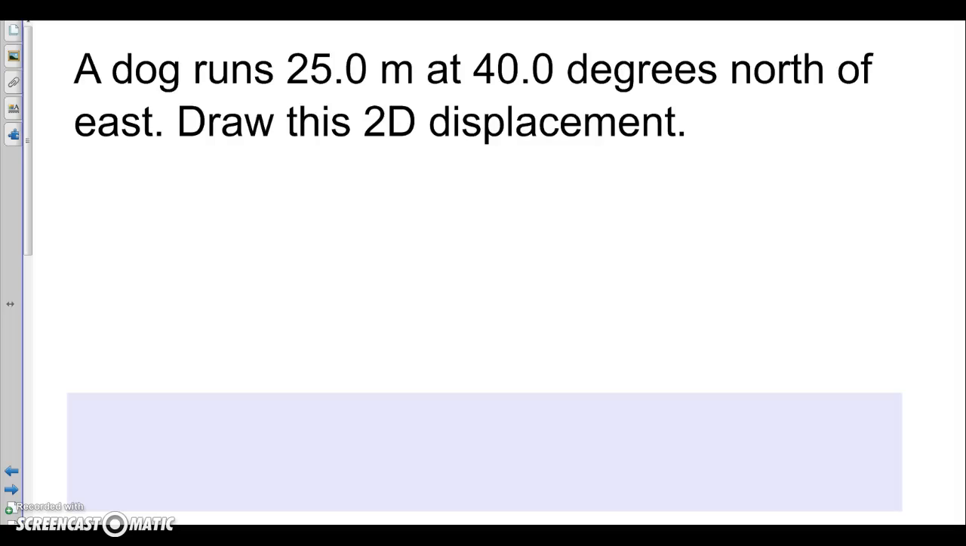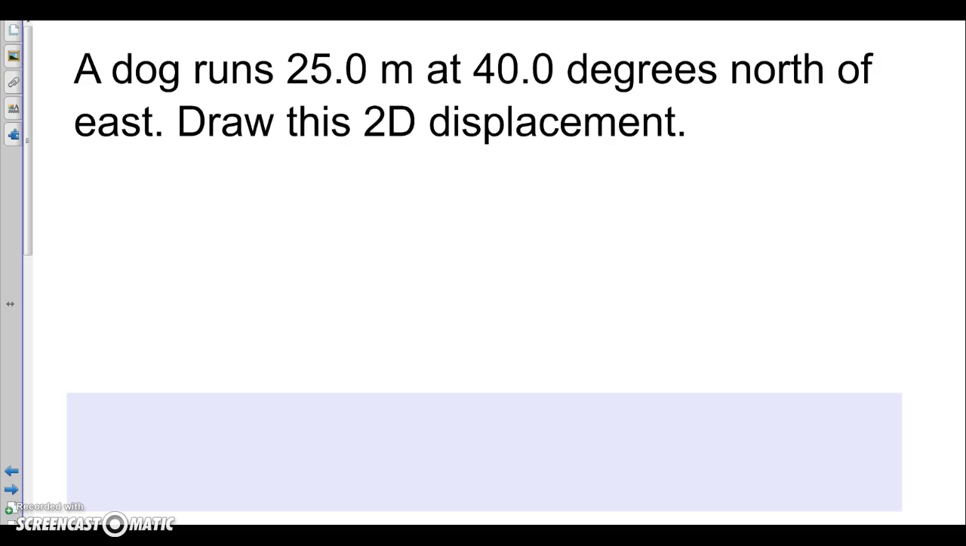Welcome to this video. We are going to learn about finding northward and eastward displacement when given a two-dimensional displacement. So we've done a lot of problems so far where an object moves along the x-axis and then moves along the y-axis, and you have to find how they moved on the whole. But what if we do a problem slightly different?